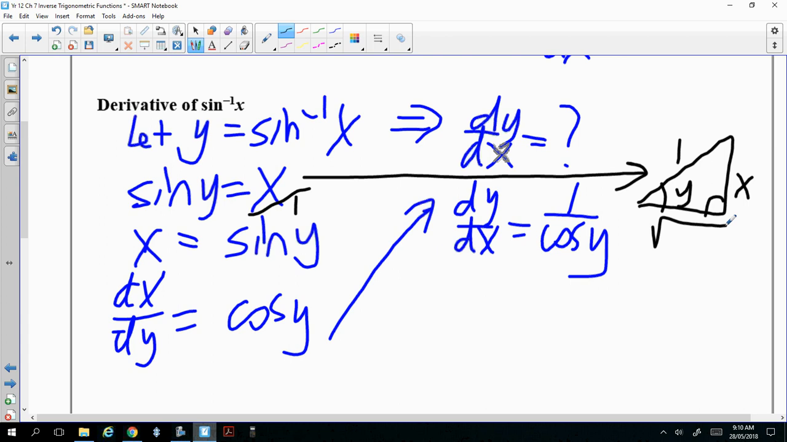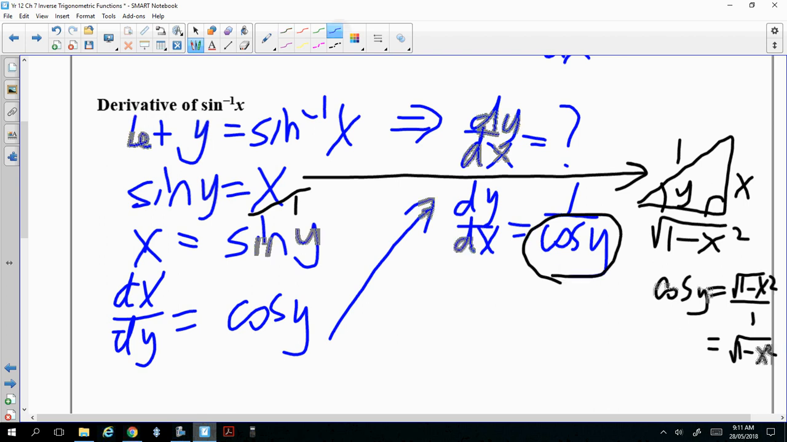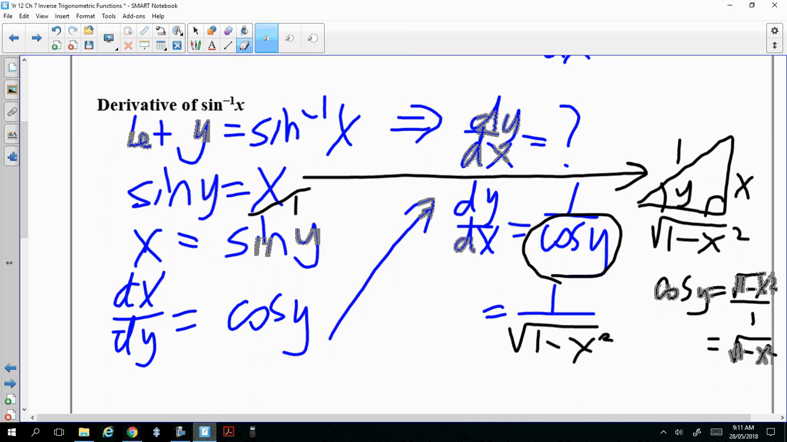And then you're going to find out what cos y is. Cos y equals adjacent over the hypotenuse, which is just this. So this thing is now replaced by square root of 1 minus x squared, like that. Okay, good. So we proved it. So that means the derivative of sine inverse is this. This is the derivative of sine inverse.